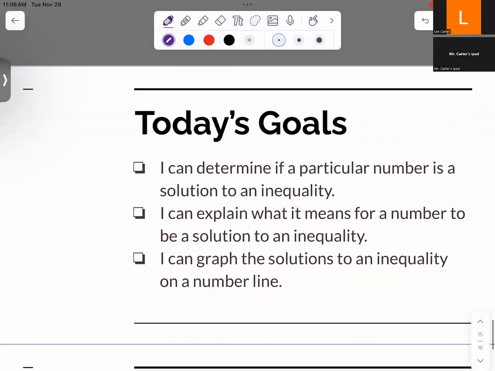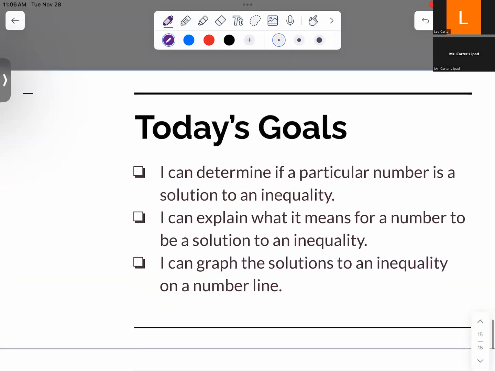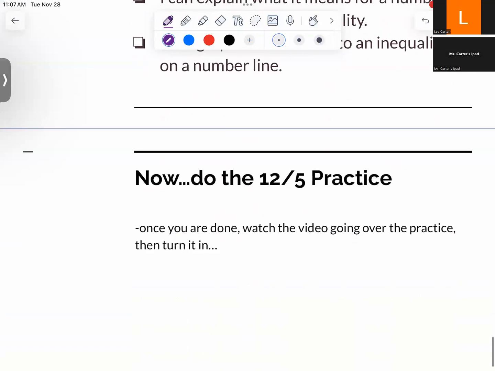All right. So the idea today was to determine if a particular number is a solution or not, explain what it means to be a solution of an inequality, and graph the solutions on number lines. So we worked on that a little bit. We're going to work some more on that in the practice. Make sure you've done all the slides that I have. Draw it on the Nearpod enabled means I wanted you to write something on there. And when you've done that, make sure you also do the 12-5 practice. There's just a handful of problems there. And then get that turned in to get your credit for both parts of the classwork for today.